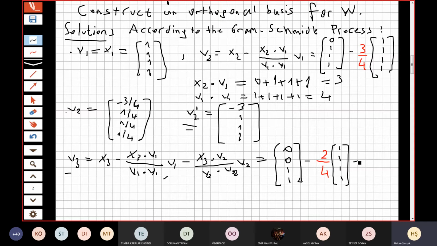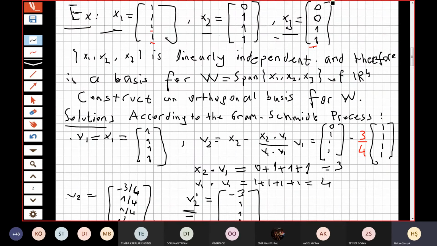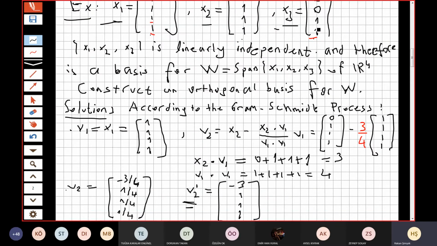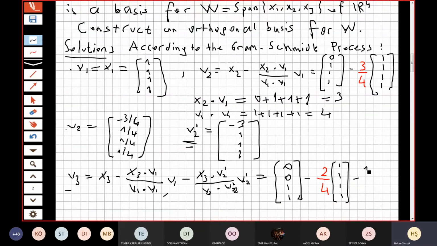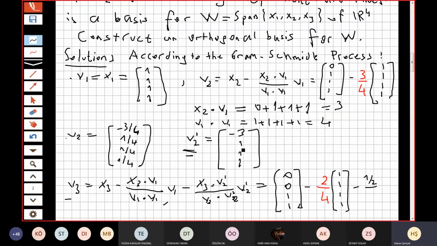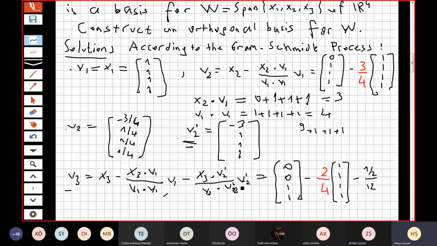minus x3 dot product V2. Actually we take this one to get an easy calculation. Therefore, we write V2 prime. X3 dot product V2. So the first 2 components are 0. Therefore, we are just interested in the last 2 components, 1, 1. 1 times 1 over 4 is equal to 1 over 4. 1 times 1 over 4 is equal to 1 over 4. Addition of them will be equal to 1 over 2 over, we take the dot product of V2 prime by itself. So we have 9 plus 1 plus 1 plus 1, which is 12, dot product and V2 prime.